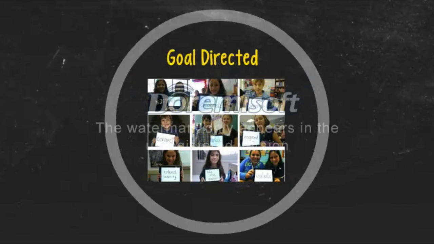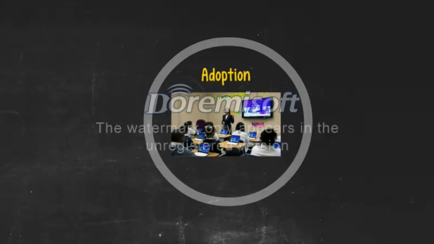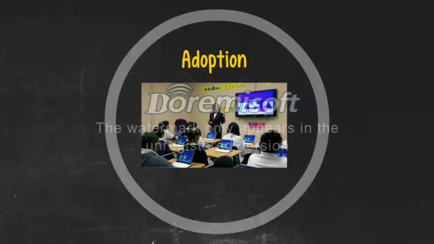Goal-directed. Students use technology tools to set goals, plan activities, monitor progress, and evaluate results rather than simply completing assignments without reflection. On to the 5 levels of technology integration. Entry. The teacher begins to use technology tools to deliver curriculum content to the students. Adoption. The teacher directs students in conventional and procedural use of technology.